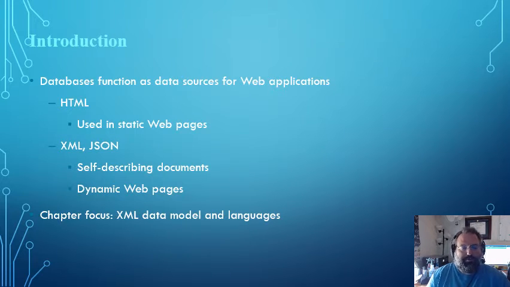Sometimes these web applications use static HTML. You may have something that's XML or JSON. It's a self-describing document that lends itself to dynamic web pages. The chapter focus here is on XML data modeling and languages.